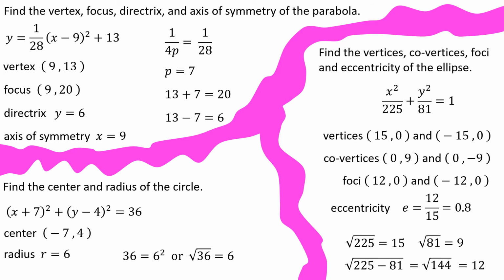Although quite often with eccentricity, for whatever reason, mathematicians like to do decimals. Usually rounded to 2 decimal places, but in this case, it comes out to be exactly 0.8. So you could have reduced it to be 4/5 or 0.8.